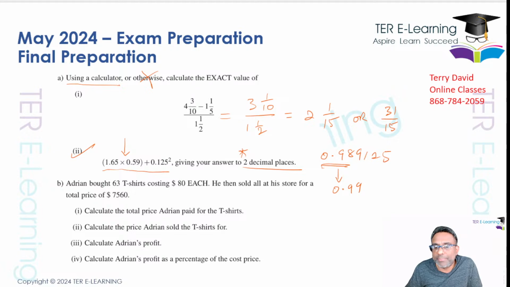I see everybody put in 1, but they said 2 decimal places. Two decimal places would be 0.99.